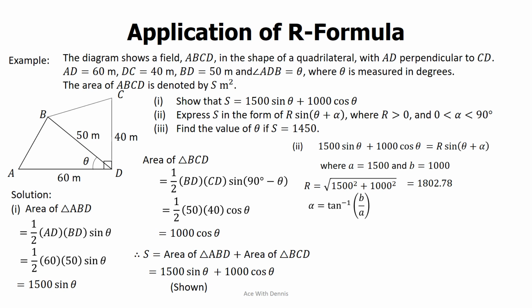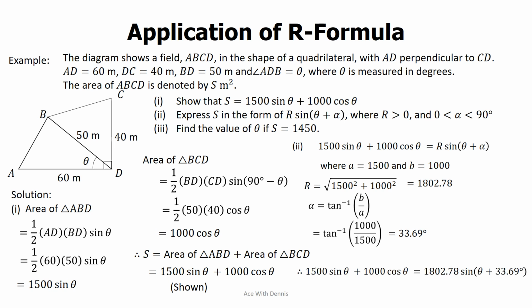1802.78. And alpha is inverse of tangent B over A, which is tangent inverse of 1000 over 1500, and the value is 33.69 degrees. So now we can rewrite the expression 1500 sine theta plus 1000 cosine theta equals 1802.78 sine bracket theta plus 33.69 degrees.